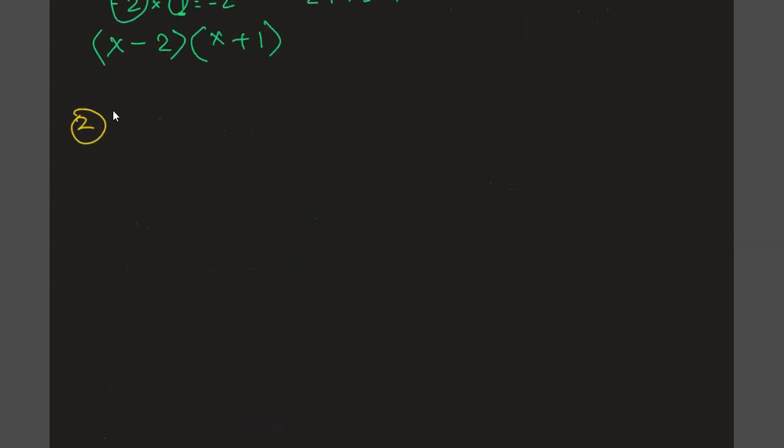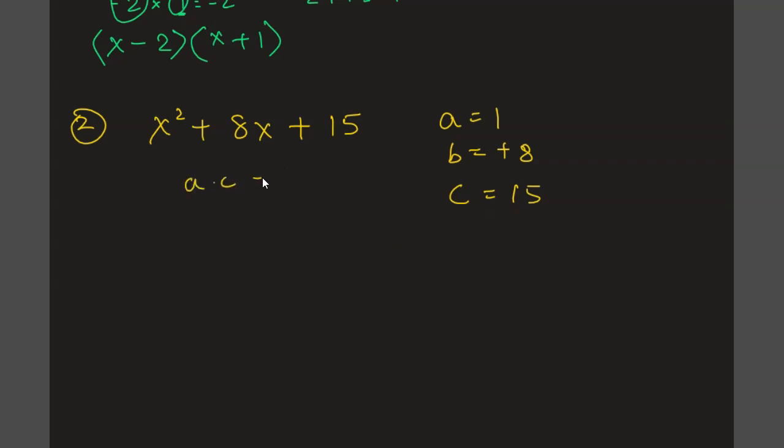Let's do another example. x squared plus 8x plus 15. Now the first step is, we can write A, B, C. A is 1. B is plus 8. No sign means plus. C is 15. No sign means plus. You can put a plus, or you don't have to put any sign. That's fine, because no sign means plus. So the product of AC is the first step, and that is 1 times 15, which is 15.